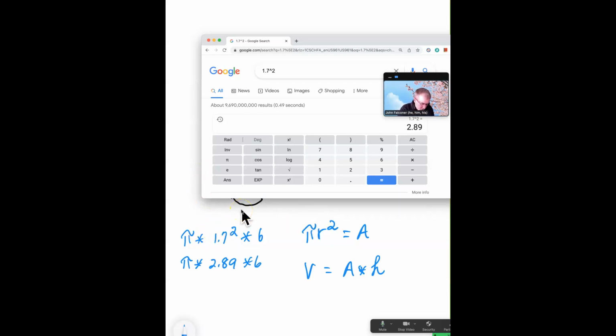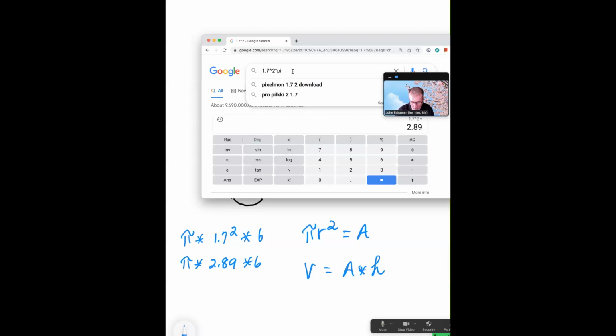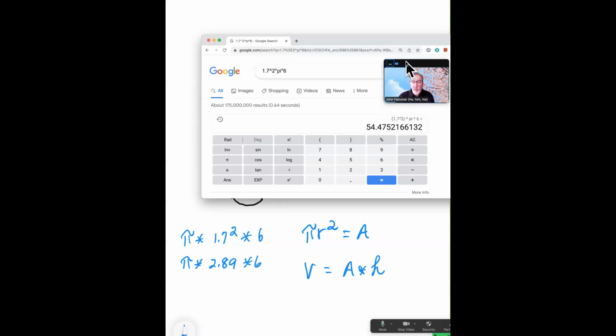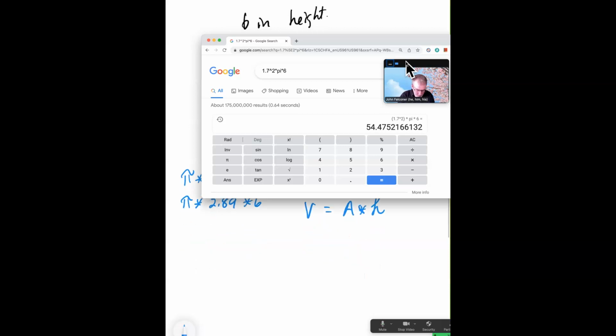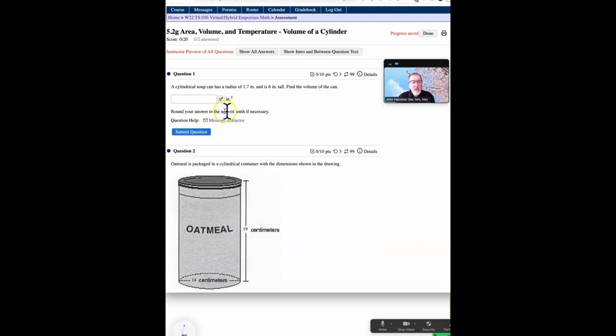So we can just go ahead and multiply those out. So let's put those in. Times pi times 6. Let's see what we get. Okay, so 54.475. And we only need to write out as far as the hundredths place, because we're rounding to 1 decimal place, right? Let's take a look. Round to the nearest tenth.